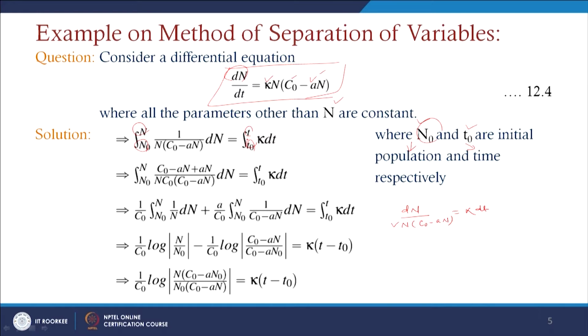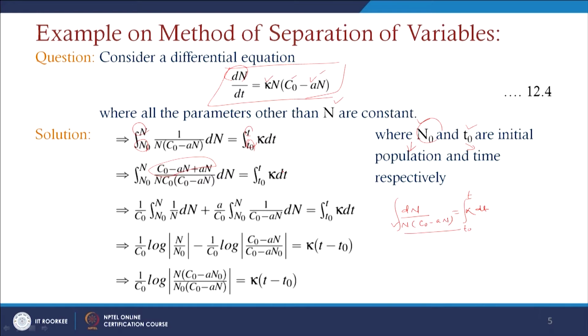So we have written the integral from N0 to N of 1/(N(C0 - aN)) dN, equal to the integral from t0 to t of k dt. To make this integration possible, we write the numerator as (C0 - aN) + aN, adding these terms in the numerator to get a complete solution.